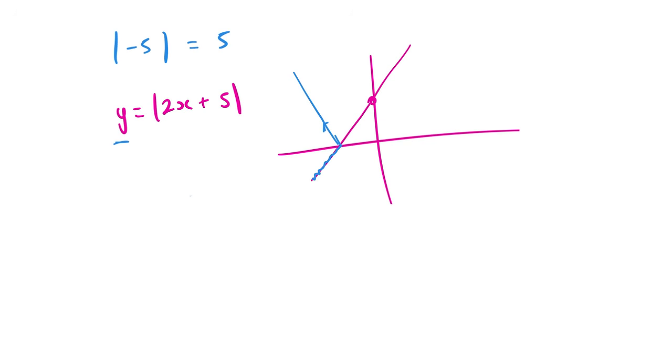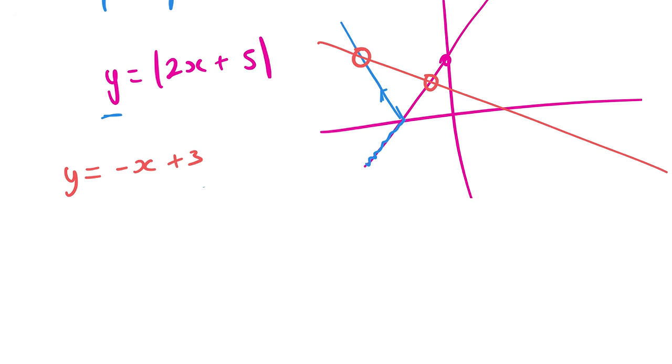What it loves to do as well, don't be afraid to sketch, okay? Because they'll give you this one, and then they'll also give you, well, y also equals, let's do negative x plus 3. Okay, negative x plus 3 is going to give us this line. And it's going to say, where do they cross? And we're going to have to find the two values. Okay, so this is how to do it.